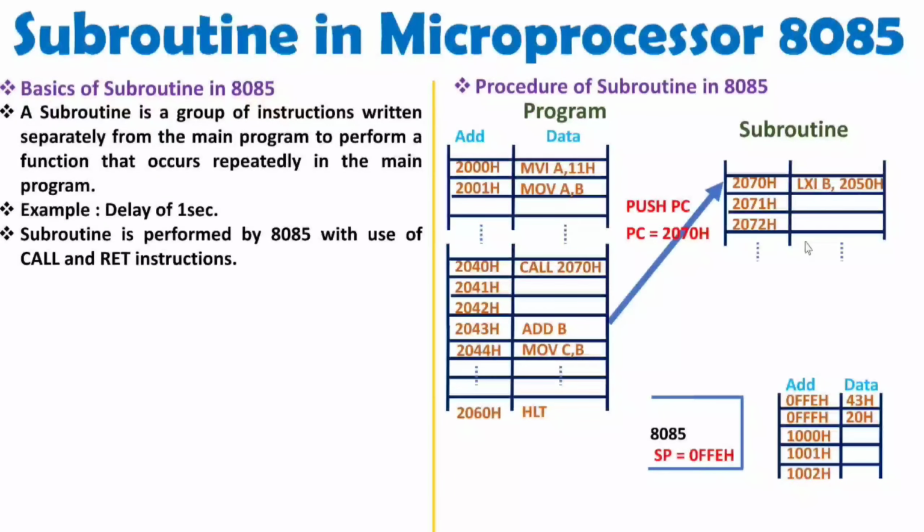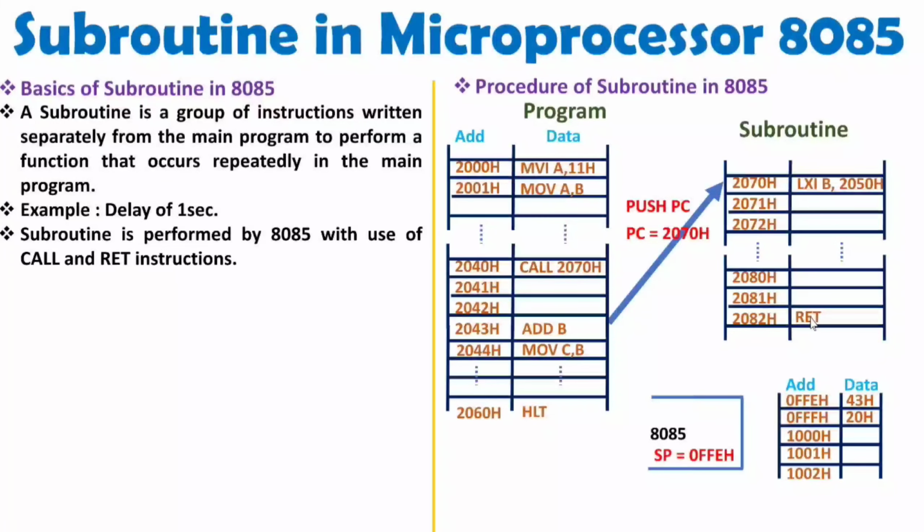Once the microprocessor executes the subroutine program, at last there will be a return instruction. When the microprocessor executes this return instruction, what will happen? It should transfer control to the main program at the ADD B instruction, which is at location 2043 hex. To transfer it, there should be a POP PC operation.